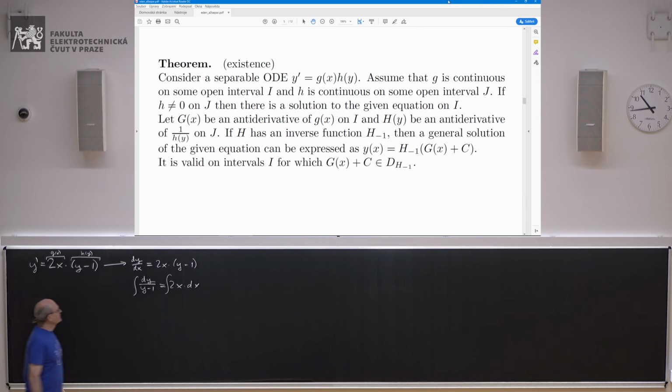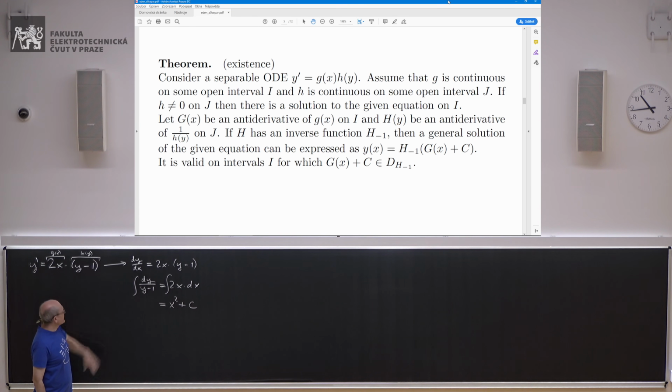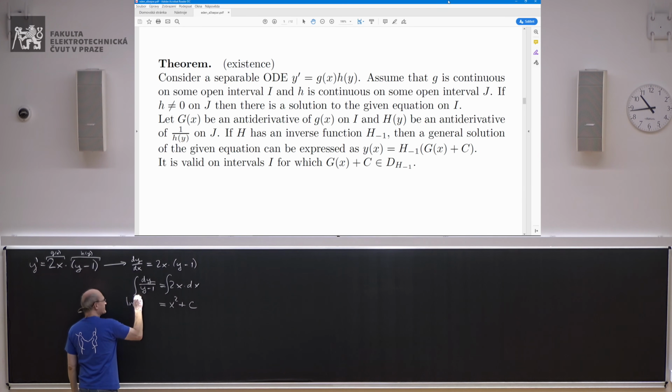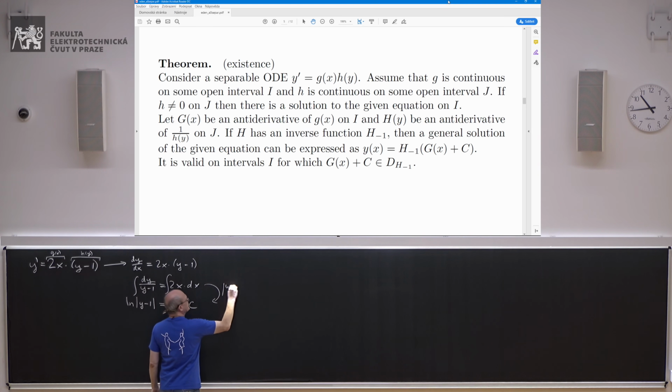Okay, let's integrate. On the right, we can see x squared plus c. We saw that one before. On the left, well, in this course, you are supposed to know substitution really very well. So using a simple substitution, this is obviously logarithm of absolute value y minus 1. If you do not see it, then brush up on your substitution. By the way, you can do it like that. A simple shift substitution.